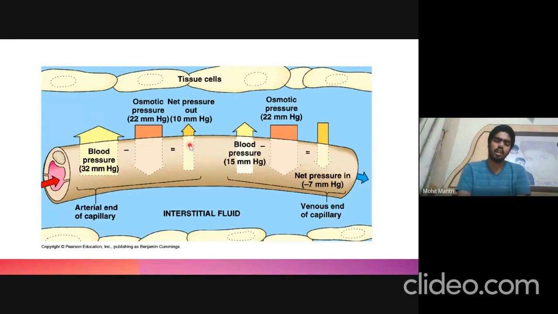So here the net pressure from inside to outside was 10 mmHg, and here it is minus 7 mmHg. So overall, the net pressure across the whole capillary is around 3 mmHg, and this will cause some loss of fluid from inside the capillary to the interstitial fluid. So even though most of the fluid will come back to the capillaries and into the veins, some of the fluid will remain in the interstitial fluid, and this fluid needs to be transported back to the heart.